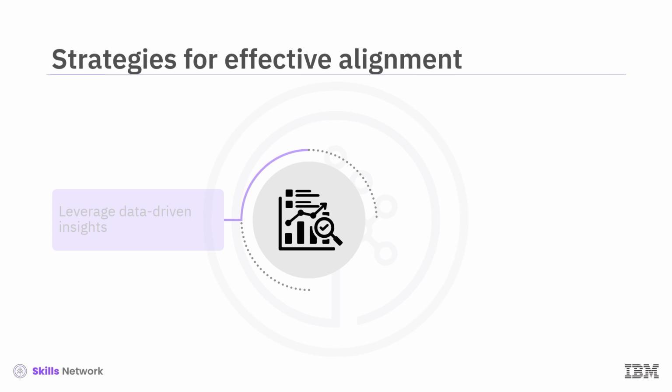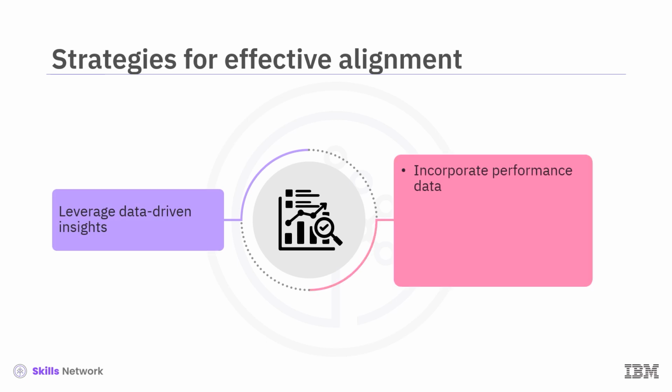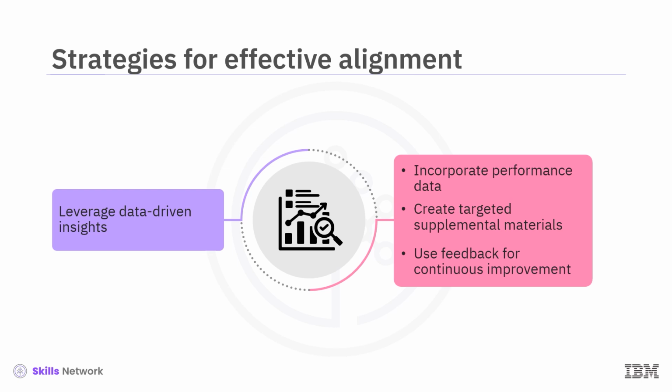The final strategy is to leverage data-driven insights. You must incorporate performance data to enhance curriculum alignment. If assessments reveal learning gaps, use AI to create targeted supplemental materials. This ongoing feedback loop ensures continuous improvement and refinement.